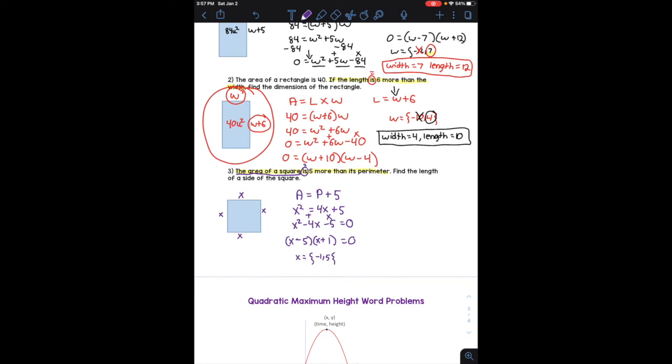However, we're talking about the length of a side of a square. Length cannot be negative, so we know that the sides are 5 units long. There's no need to find the length or the width in this case because since it's a square, all the sides would be the same value.